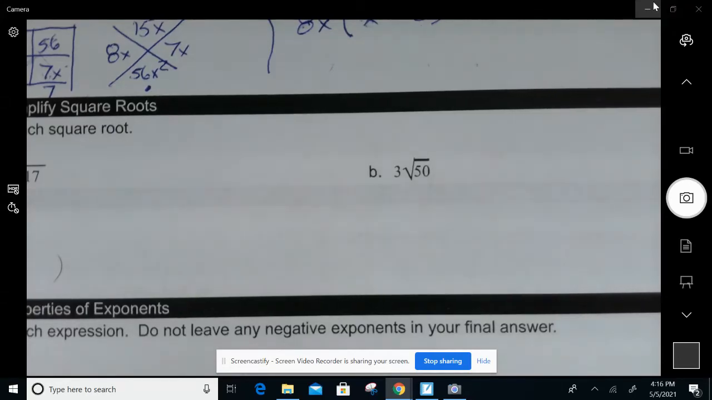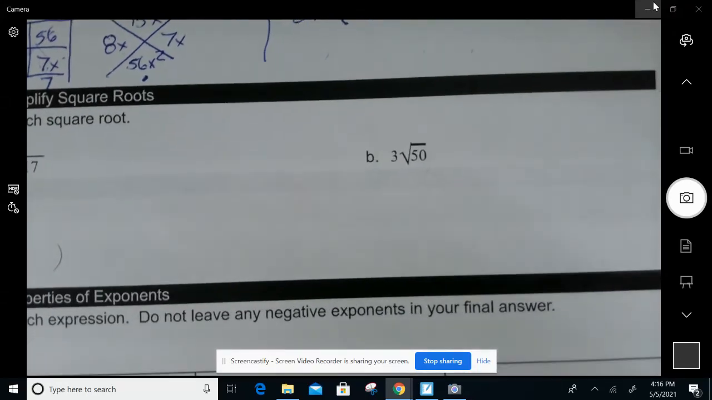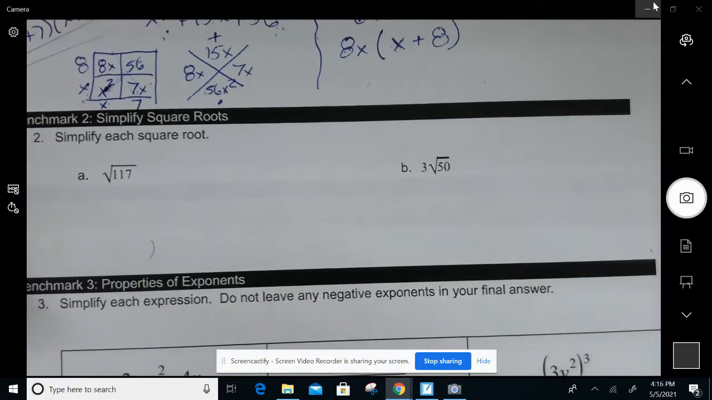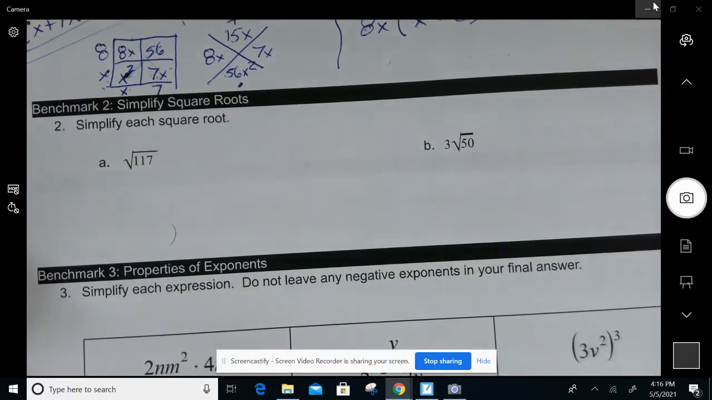All right, folks, number two. So number two, simplifying square roots. I'll be pretty quick with this. We went over A in pretty much every class that I can remember, okay?